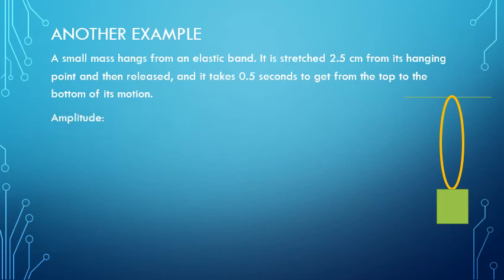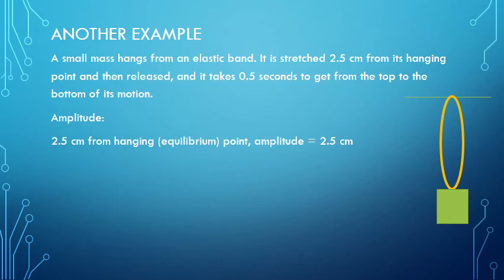First, let's look at the amplitude. This time they tell us that it moves 2.5 centimeters from its hanging point. Well, its hanging point is going to be its equilibrium point. That's the point that it's going to try to get back to every time. So its amplitude in this case is going to be the exact distance they gave us, the 2.5 centimeters.